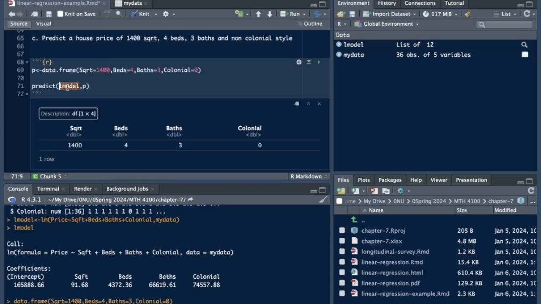So the first one is the model. Use the model or use this equation and plug in these values into this model. This is the meaning of predict now. Then you run the second one.